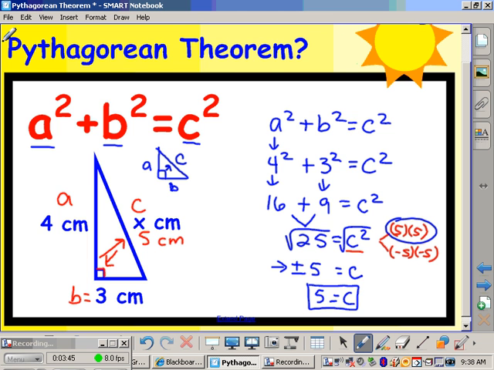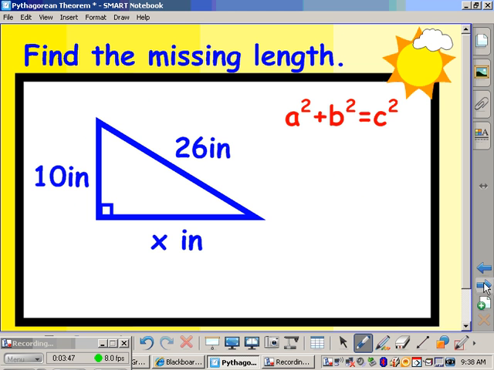Let's go ahead and look at an additional problem. In this problem, we first want to again identify side A, B, and C. Start with C, which again is the longest side, or the side across from the right angle. And once you have C, again, it does not matter which of the two remaining sides you label A and B. This time, B is missing. So we're going to replace A with 10, so we have 10 squared, plus B squared, and then we'll replace C with 26.